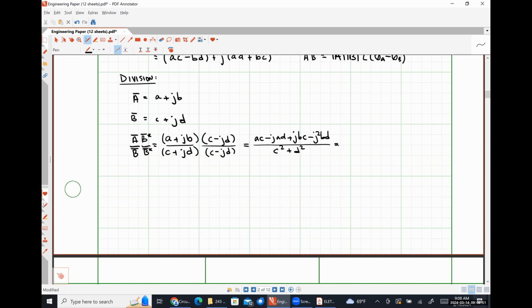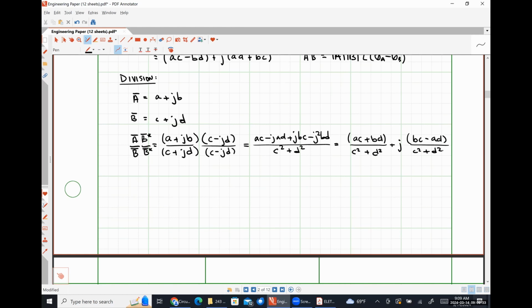Positive 1, because j squared is negative 1, so negative j squared is positive 1, right? So I'm going to actually have (AC plus BD) over (C squared plus D squared), plus j times (BC minus AD) over (C squared plus D squared). And now I have a form that I'm expecting, a single rectangular form complex number. Like I said, this is a bit of a pain.